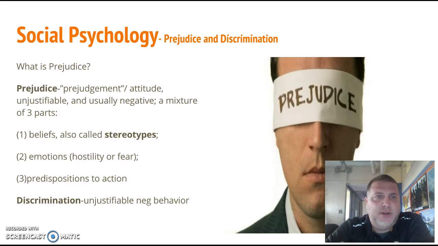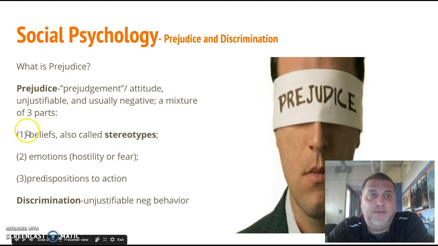To figure out what prejudice is, we're going to look at it as a prejudgment. It's an attitude. It's unjustifiable, and it's usually negative. It's usually a mixture of 3 different parts, the way we're going to look at it for this class. The first one is beliefs: your prejudice is based upon your beliefs or stereotypes and the way you think these people, or group of people, are really going to be.